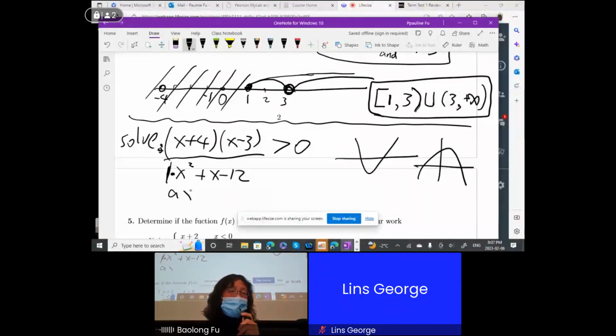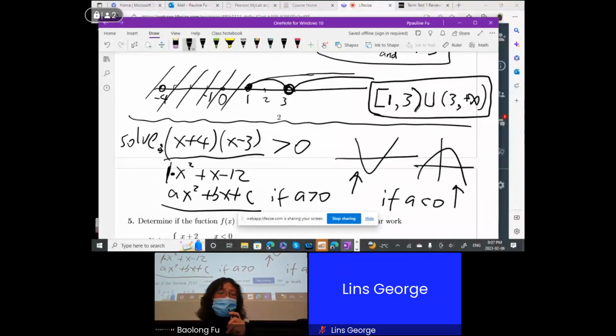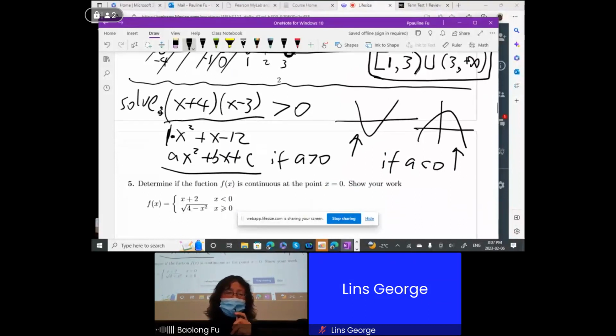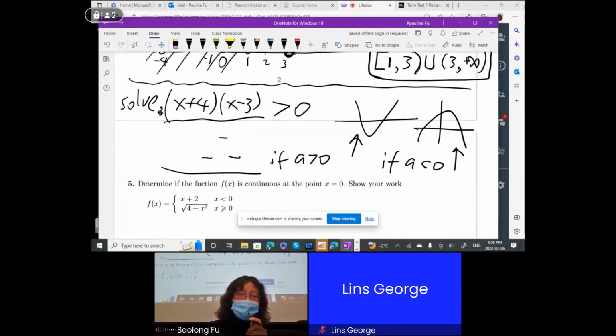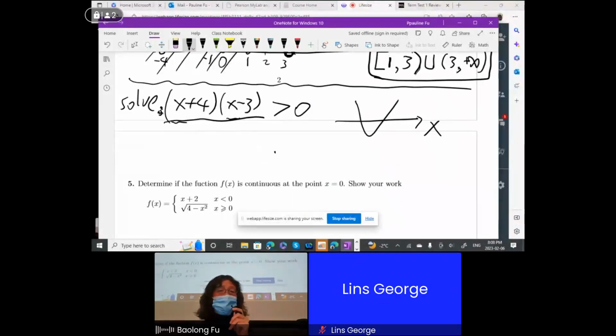If the general format is ax squared plus bx plus c, this is quadratic, right? If a greater than 0, concave up. If a smaller than 0, concave down. Okay? And once you have this principle, solving quadratic inequality is very easy. First, identify concave up or concave down. In our case, this is concave up, because a, the coefficient of x squared, is greater than 0.